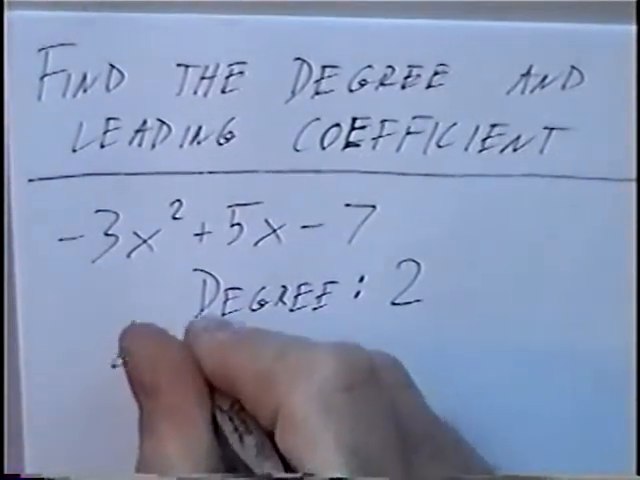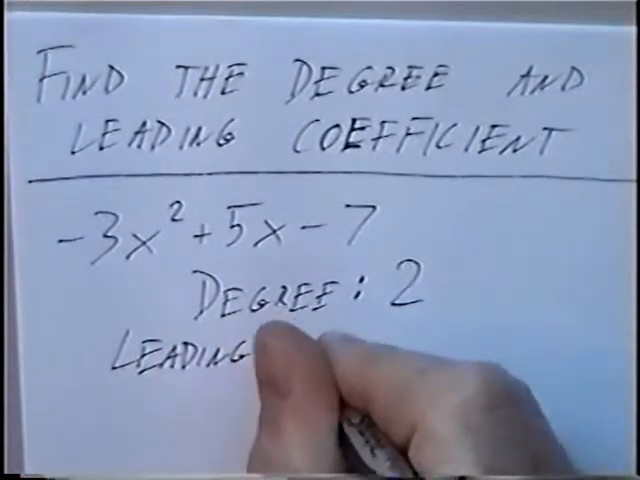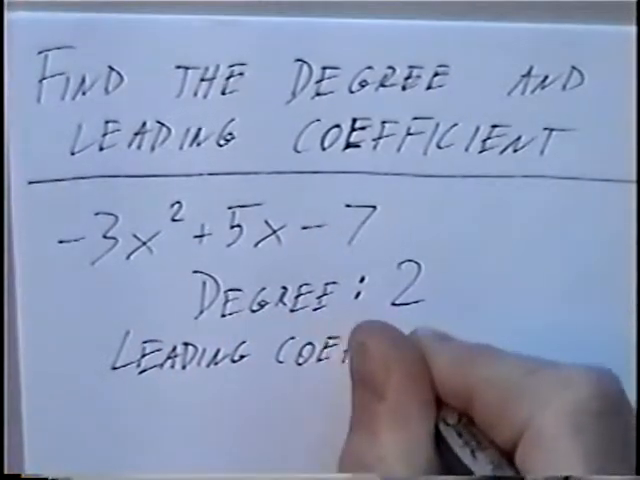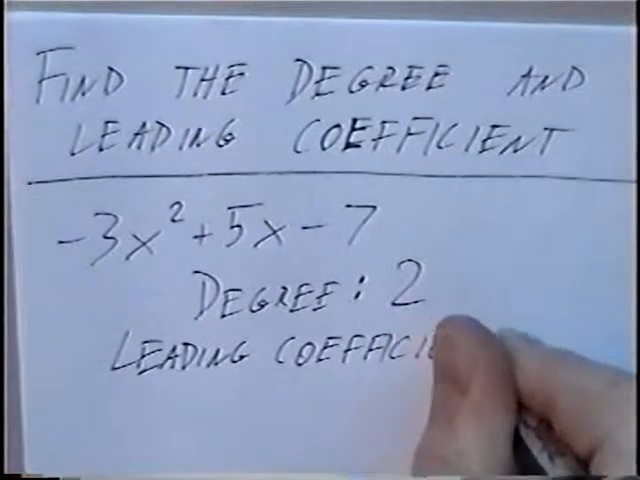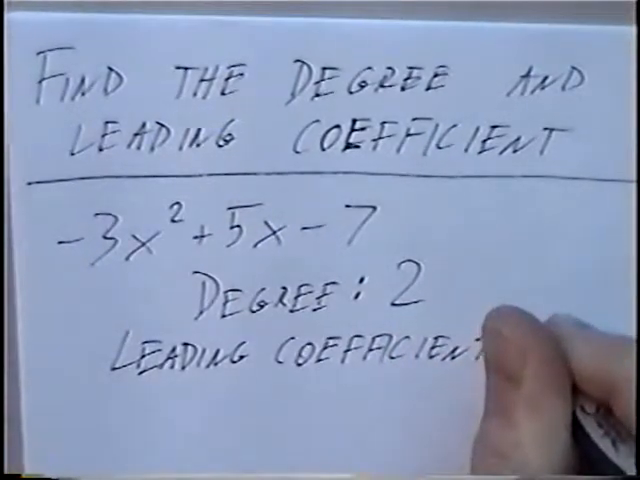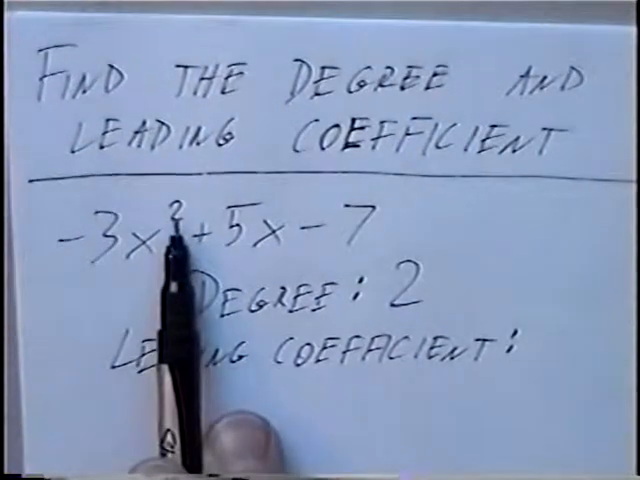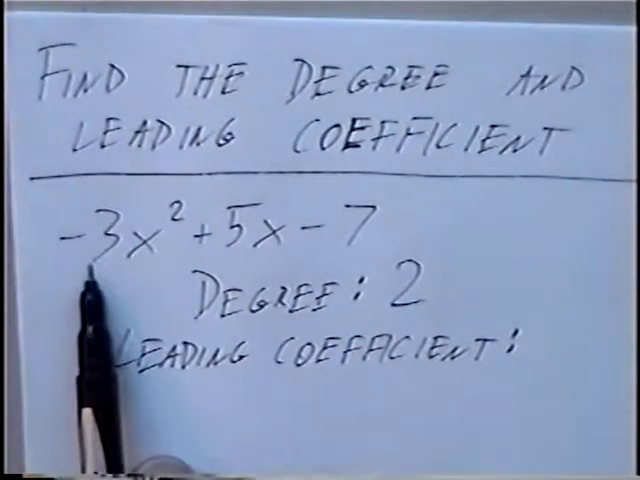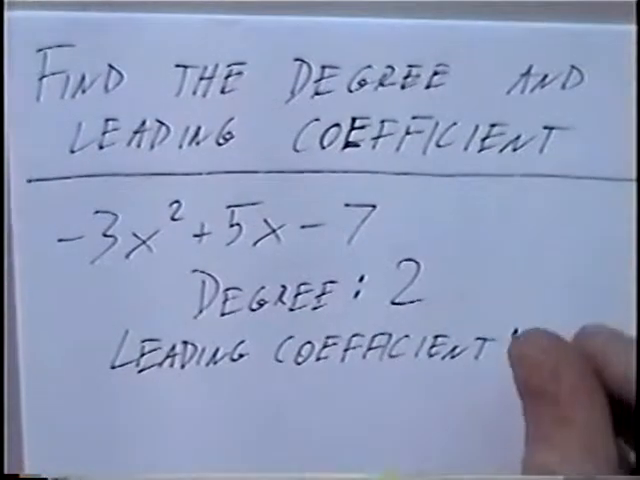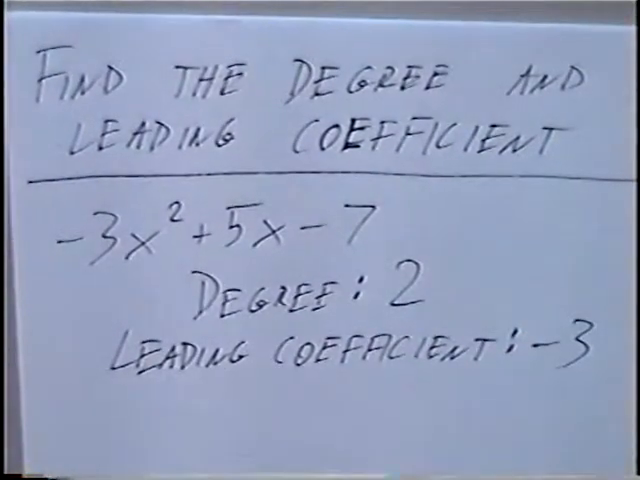For the leading coefficient, the leading coefficient is the number in front, or coefficient, for the degree. Since our degree is 2, the coefficient of that term is negative 3, so the leading coefficient would be negative 3.